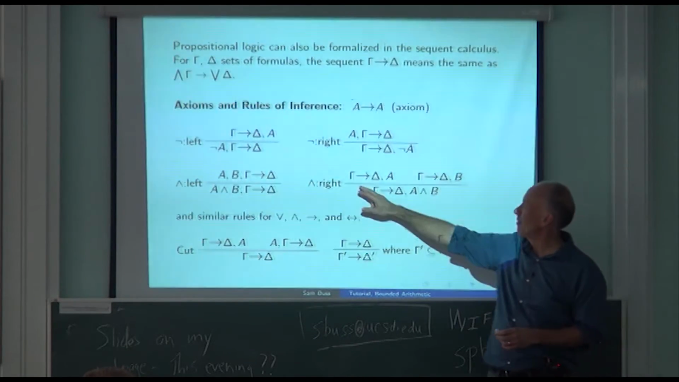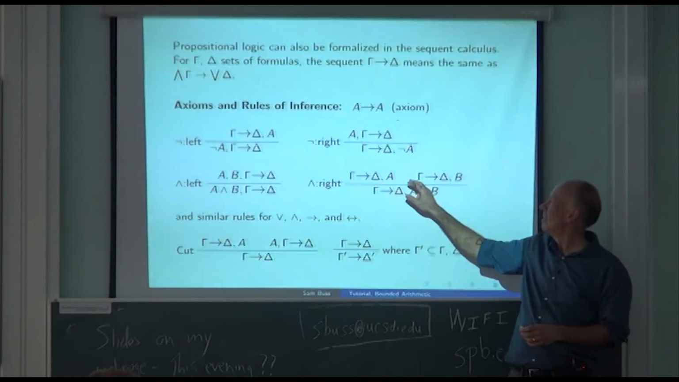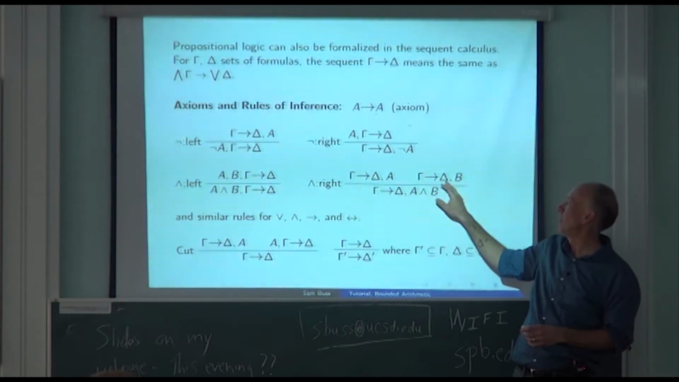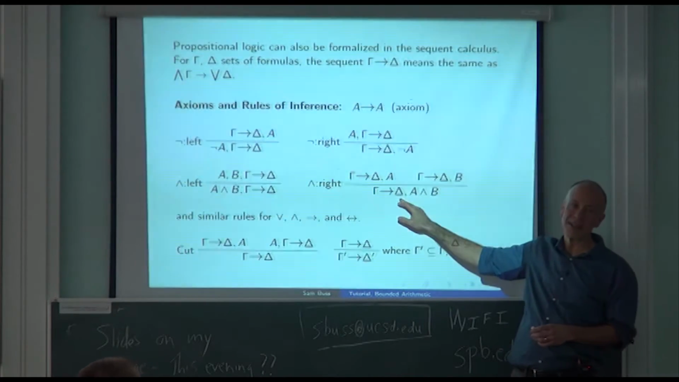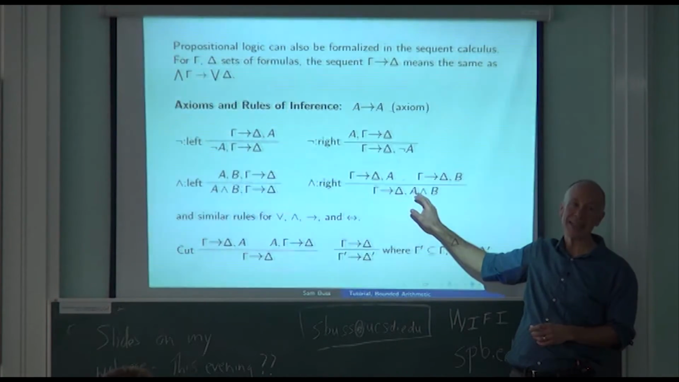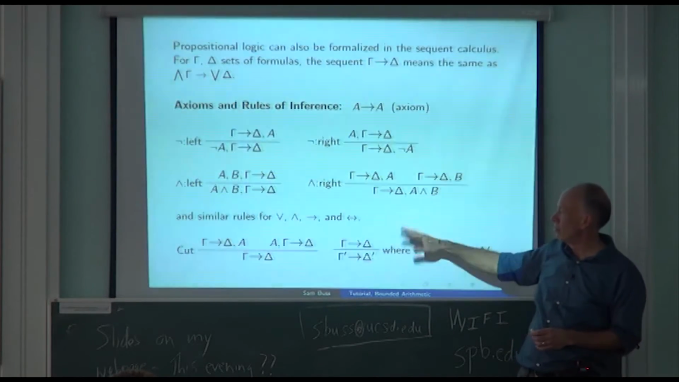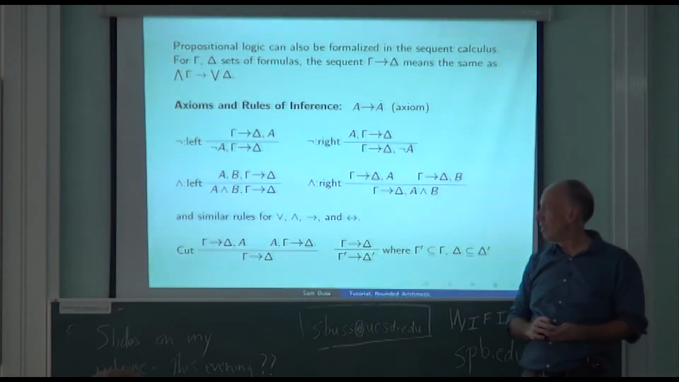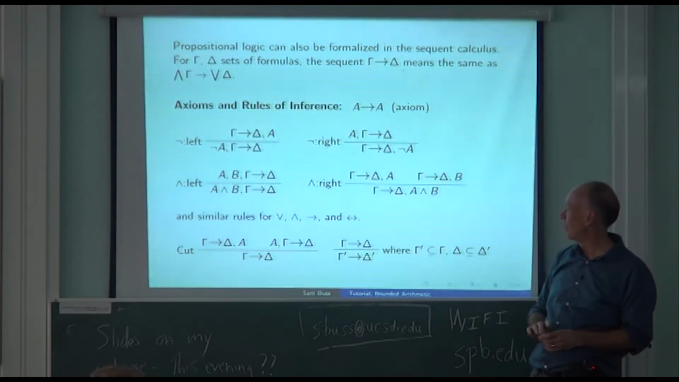The other types of rules work the same way. For instance, if every formula in gamma is true, then some formula in delta or A is true. Likewise, if every formula in gamma is true, then some formula in delta or B is true. It follows that if every formula in gamma is true, then either some formula in delta is true or A and B is true, just by simple case analysis. There are other rules for the other connectives, which I'm not putting on the slide, but you can do that as a homework assignment.